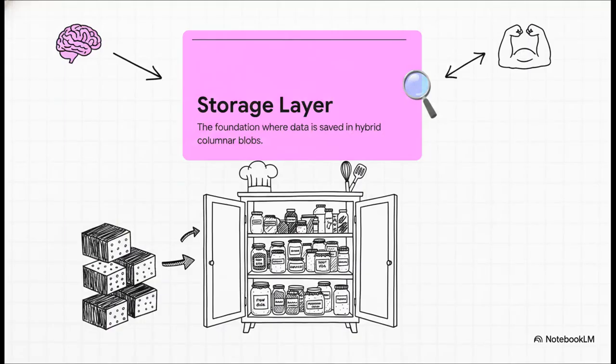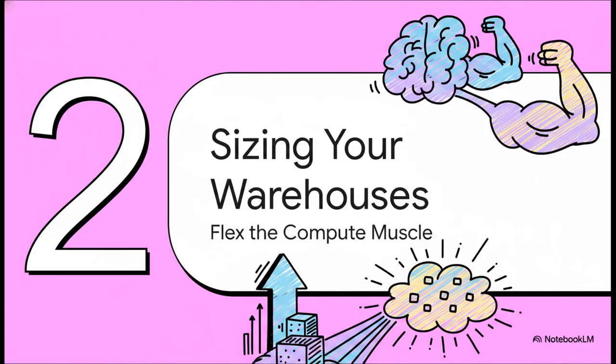Supporting both the brain and the muscle is that lowest tier, the storage layer. This is your master pantry. It comes complete with internal and external stages for loading up those bulk data deliveries. It's where all the raw data, the actual ingredients for your business, like years of daily sales or customer records, is kept incredibly safe. Snowflake stores all of this in what they call hybrid columnar blobs. Basically, that just means it is highly compressed, perfectly organized, and ready for the kitchen to pull from at a moment's notice. All right, moving on to Section 2.